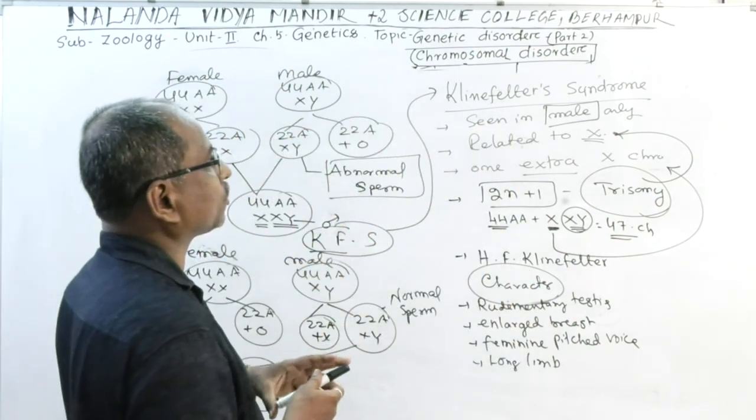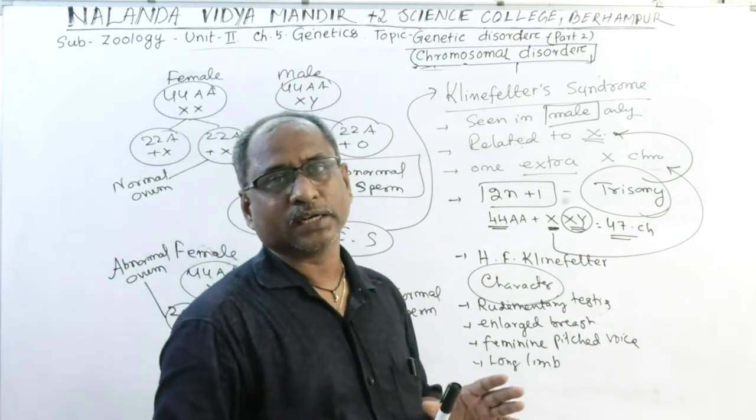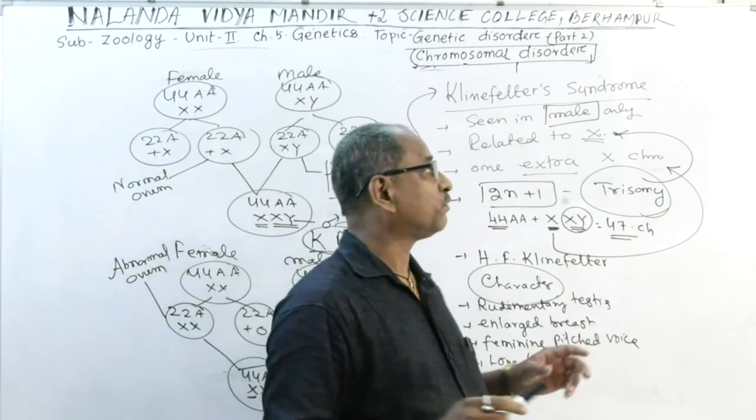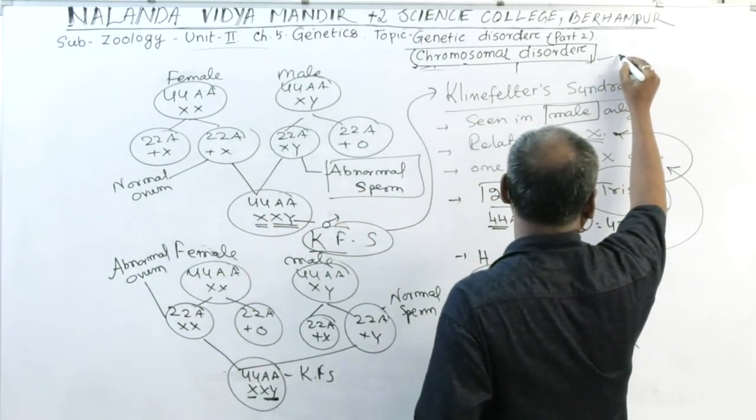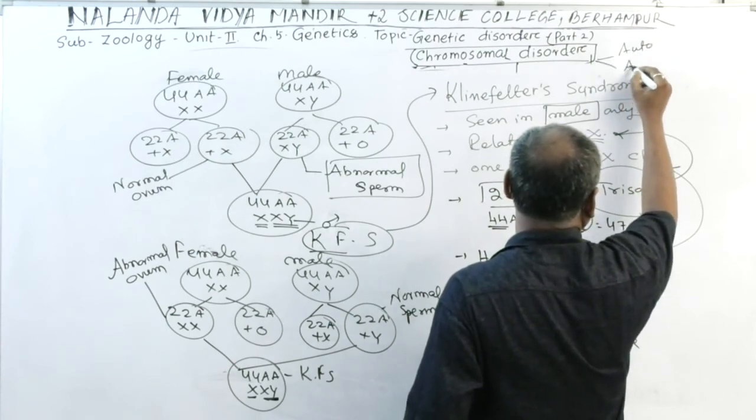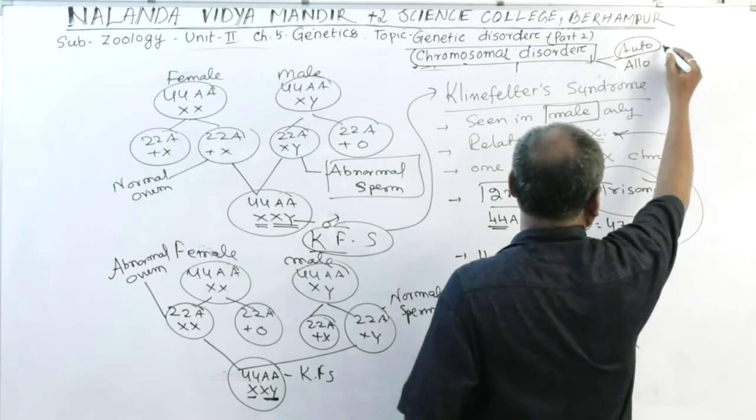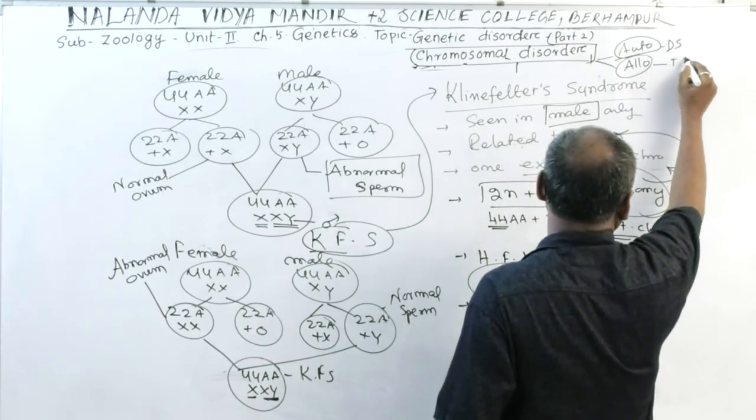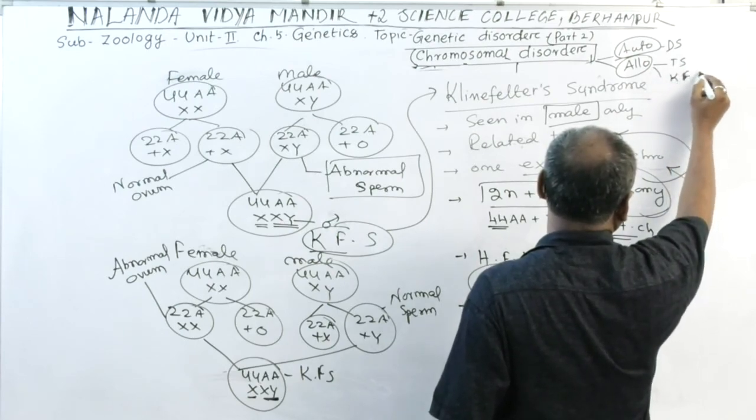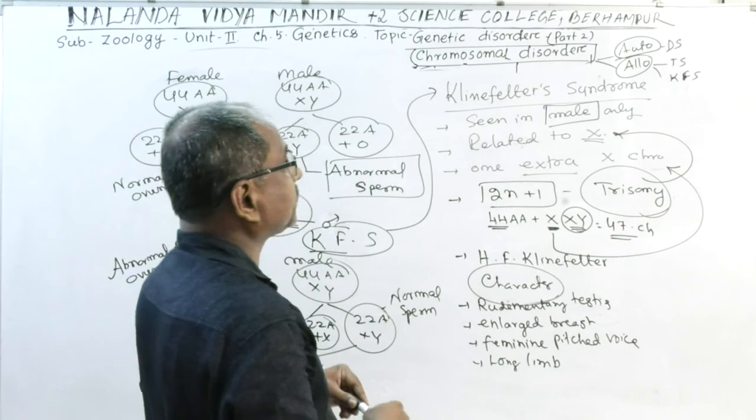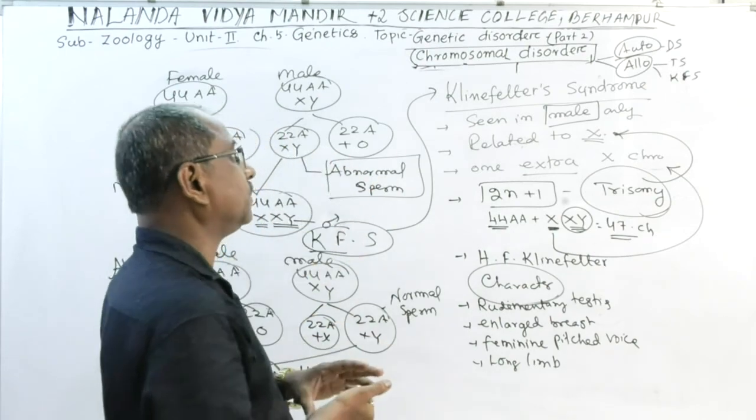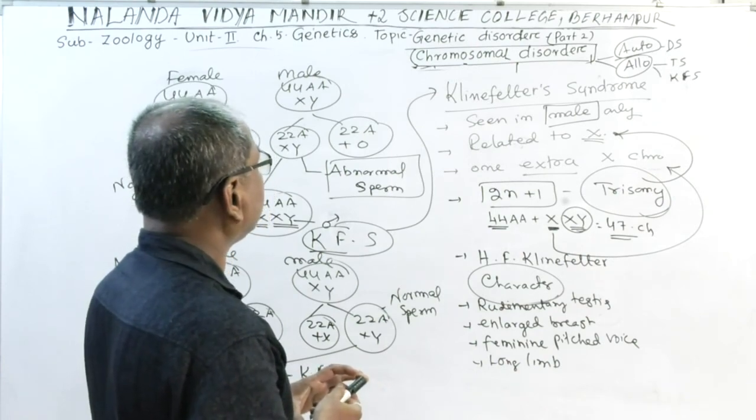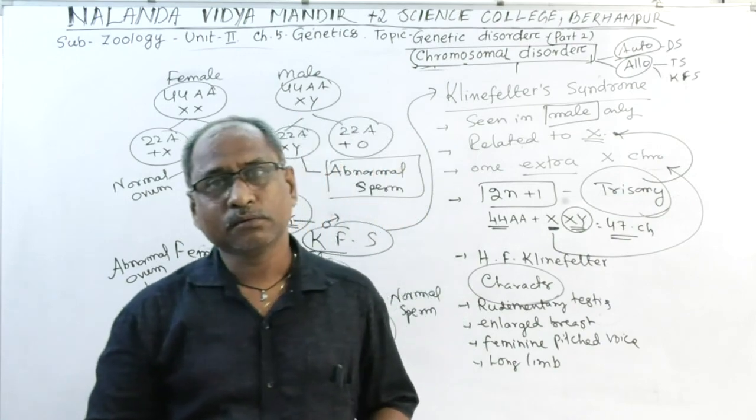And this is all about chromosomal disorders. Chromosomal disorders are due to errors in chromosome number and chromosome structure. There are two different types of chromosomal disorder, autosomal and allosomal. The autosomal disorder is Down syndrome, and the allosomal disorders are Turner syndrome and Klinefelter syndrome. This is all for today, and then see you in the next class.